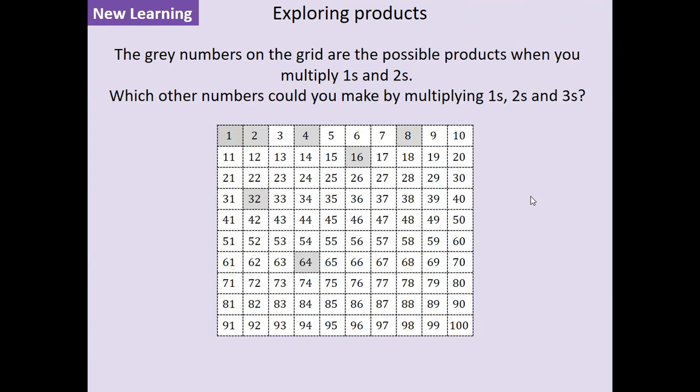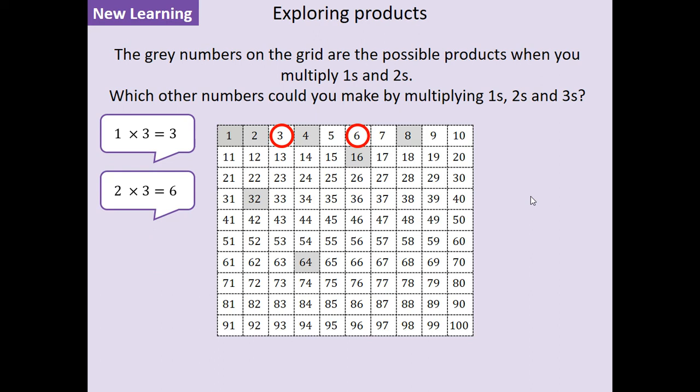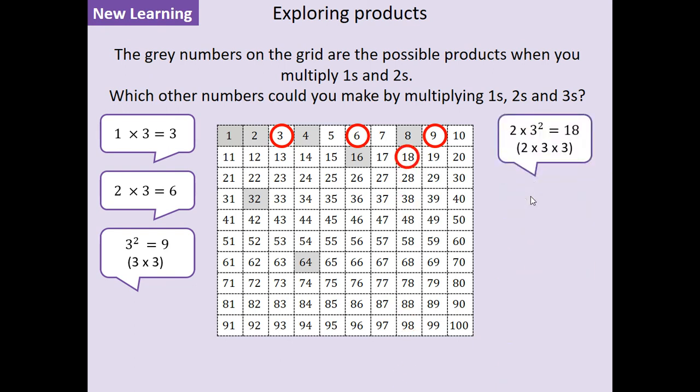So what about if we then started to include 3s? So the first one we would use, 1 times 3. So I'm circling them in red this time. Then what about 2 times 3? How about 3 squared or 3 times 3? Okay, now I could start sort of mixing them up a little bit. So I can have 2 times 3 squared is 18.